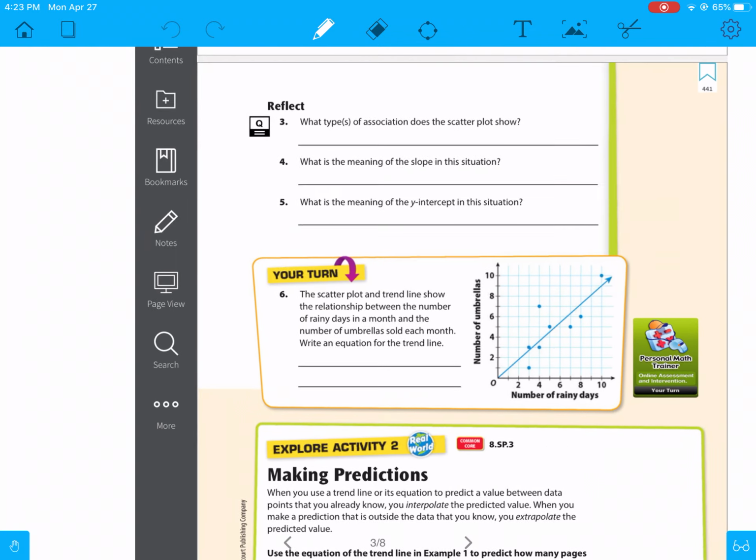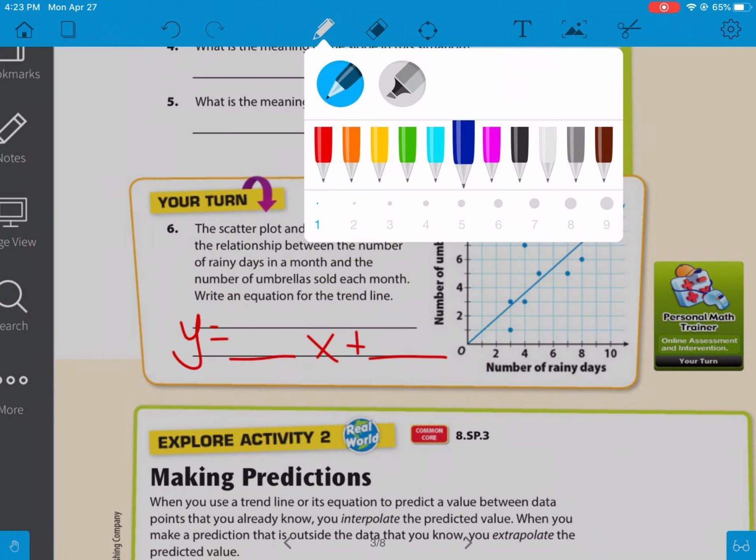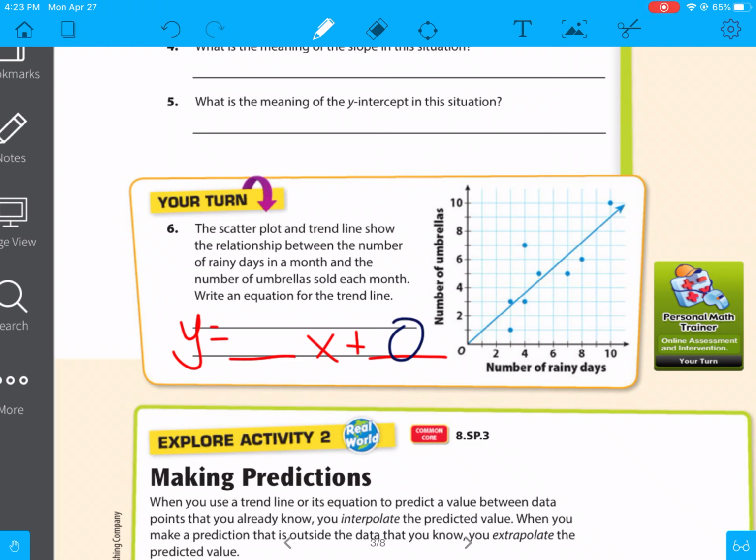So if you take a look here, the scatter plot and trend line show the relationship between the number of rainy days in a month and the number of umbrellas sold each month. Write an equation for the trend line. The more rain you're going to get, the more umbrellas you're going to sell. So we're going to write y equals something x plus something. We can already tell that our y-intercept is 0.